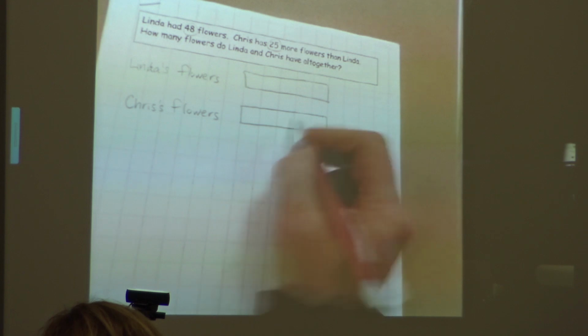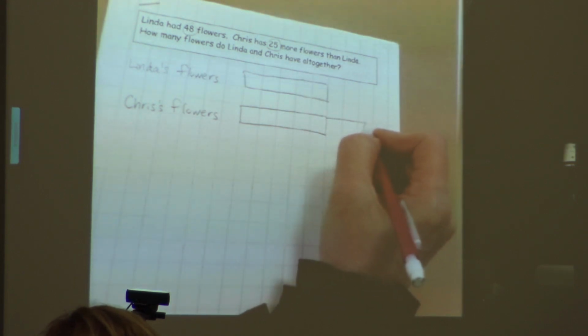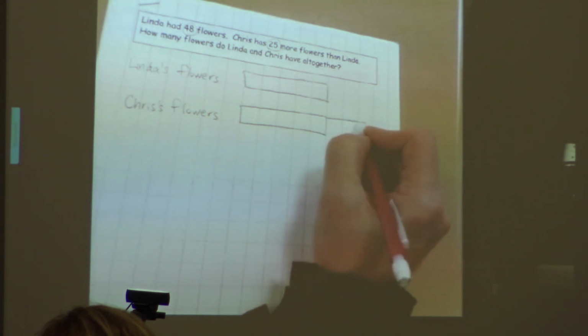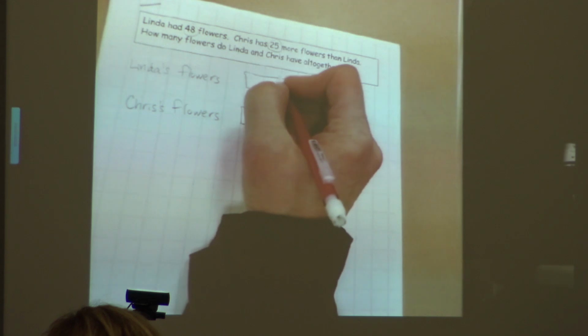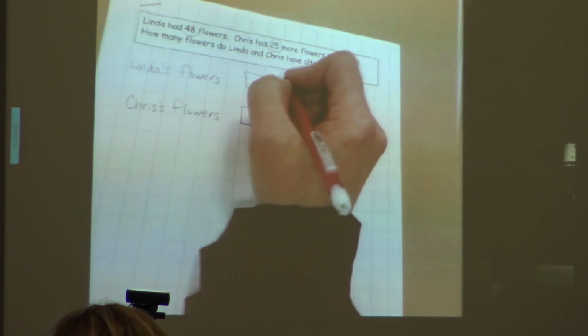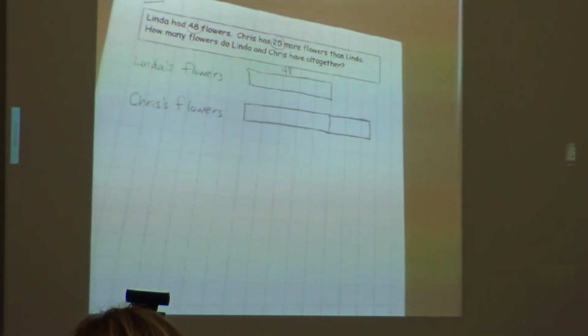Because I know this is 48, and I want to make it proportional, I might go about halfway, or a little further. And I also want to put my numbers in. Students usually put the numbers on top, so that represents 48. I don't need to write the word flowers again because I already have it on the side.